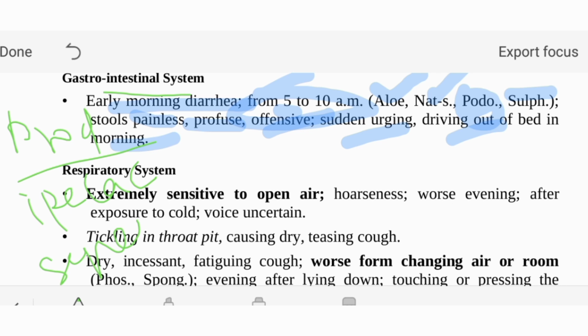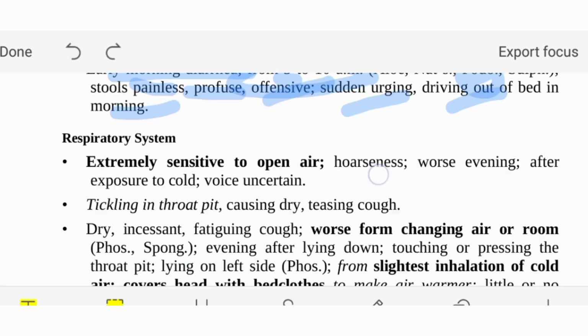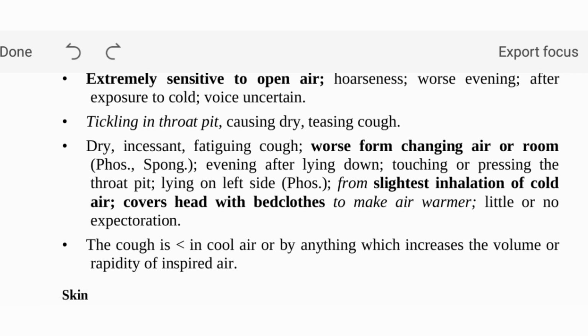Then Rumex is aggravated from changing air, we can remember by phosphorus and spongia. Phosphorus and spongia, like that it is also having, even lying down it causes aggravation. Then dry, you can remember dry, incessant. What are the dry coughs I told? Incessant means continuous cough will occur, changing of air and room, like phosphorus and spongia.